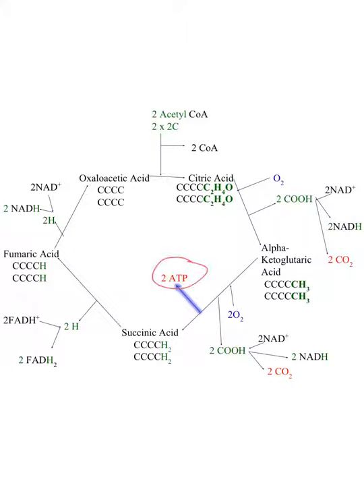Some ATPs, waste, and all of those hydrogen carriers, which eventually you're going to need an electron transport.